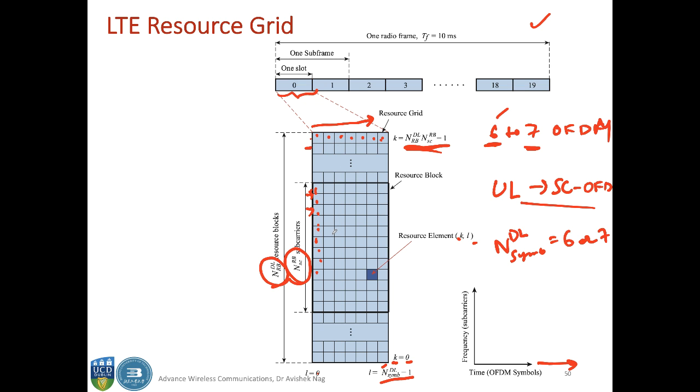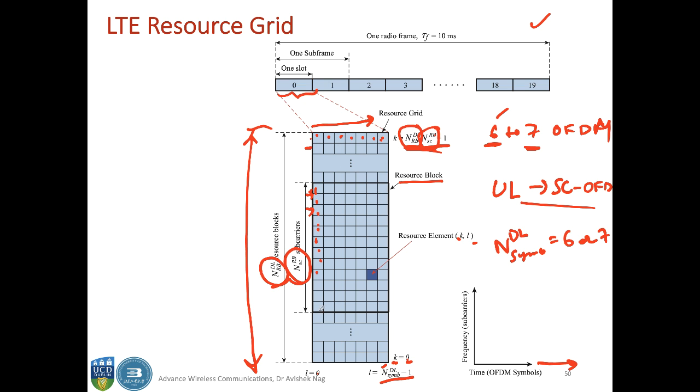Okay, so the value of K is basically as many resource blocks times as many subcarriers in one resource block. So this number minus 1. So K will range from 0 to this product minus 1. Okay, so this is the entire grid of time and frequency that is used in LTE. So this is the entire resource grid. Within this resource grid you have several resource blocks. Each resource block will have a certain number of subcarriers.